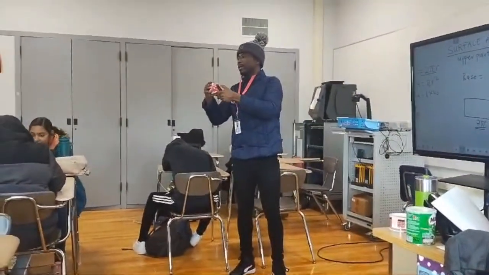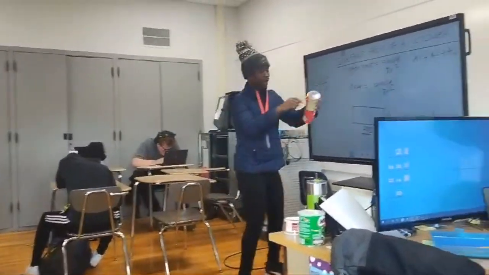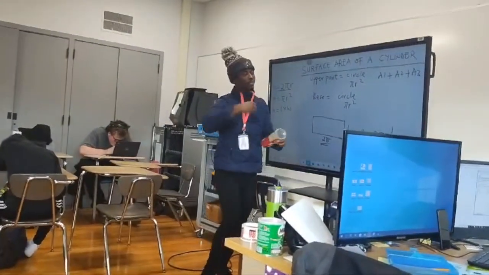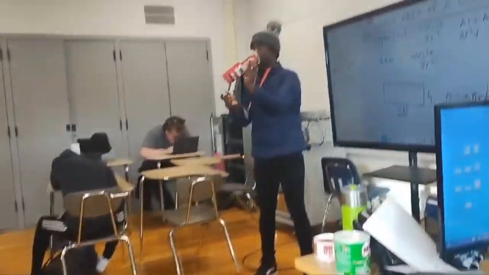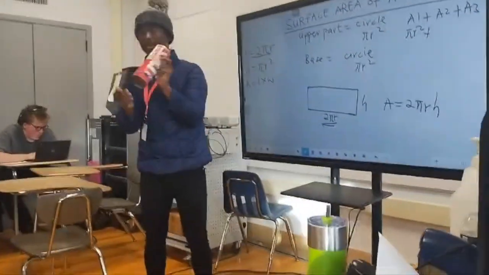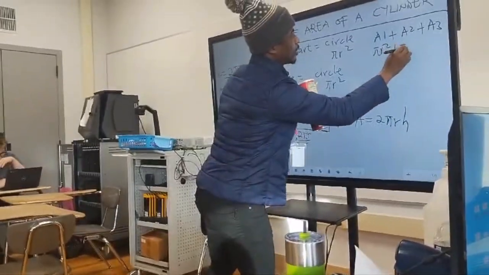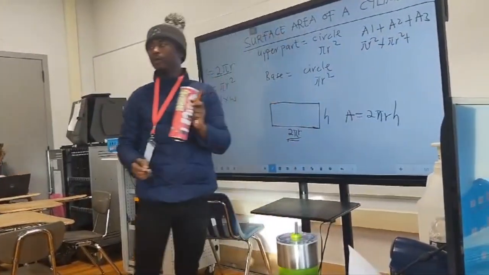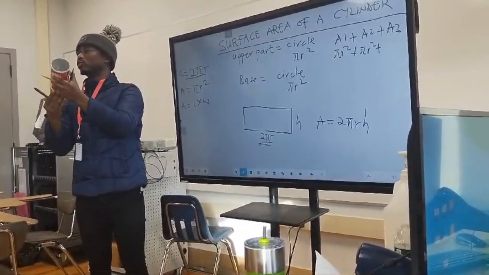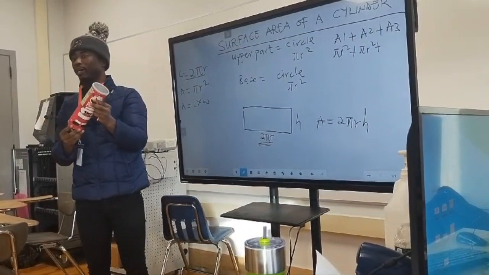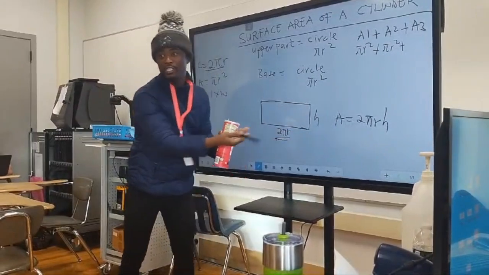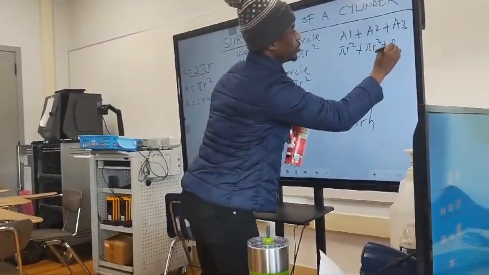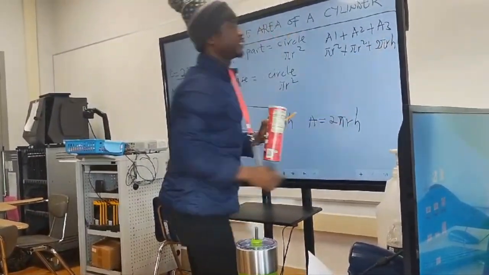This area is a circle, and it is area 1. That's the upper part. It is pi r squared here. Now, what about the area 2, the base? The base is also what? A circle, okay? And it is pi r squared. Now, area 3 here, when cut into 2, is what? It's a rectangle, okay? And the rectangle, the area is 2 pi r h. So 2 pi r h.